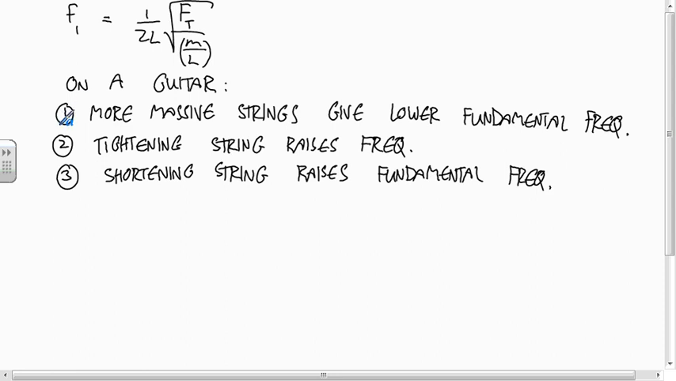Okay, so let's check the first one against this formula. More massive strings give a lower fundamental frequency. So those more massive, thicker strings have a higher mass per length, okay? If everything else stays the same, then we have a bigger value in the denominator, and that means that the fundamental frequency is lower, okay? So that one checks out with the formula.